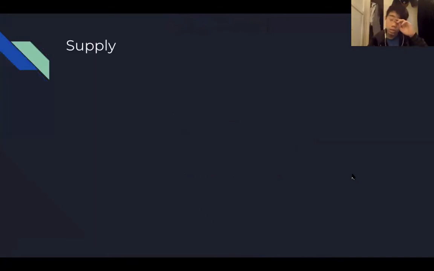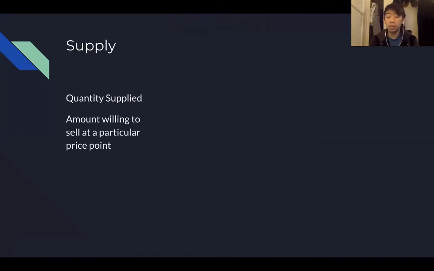All right, so let's talk about supply. Just like demand, we have quantity supplied. This is just the amount willing to sell at a particular price point. Remember, supply is all about the producers, all about the businesses. As a producer, I'm going to want to sell stuff rather than buy stuff. So if a chocolate bar is worth $3 in the market, and I want to sell six chocolate bars, then my quantity supplied is 6.